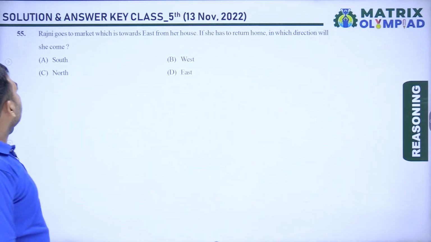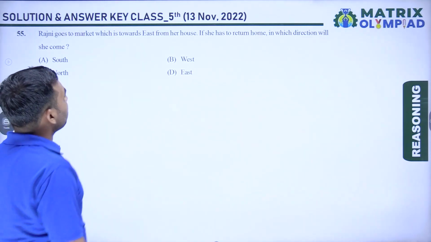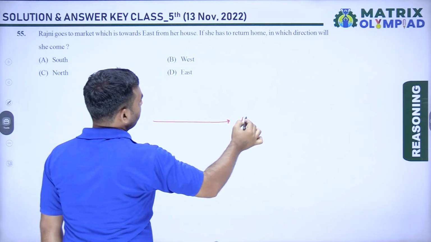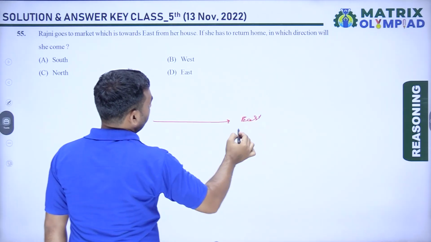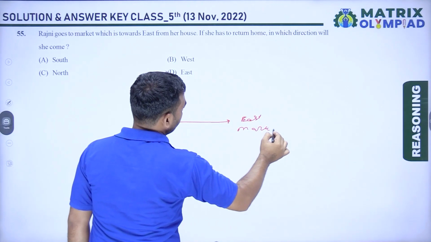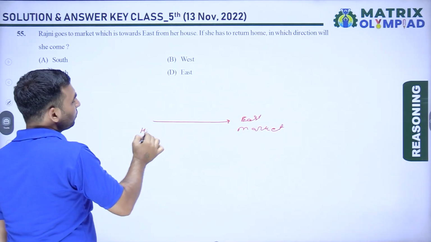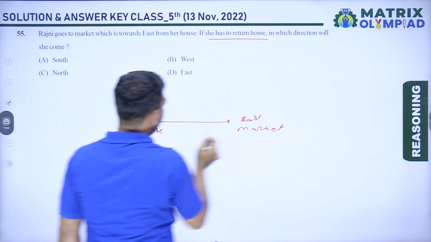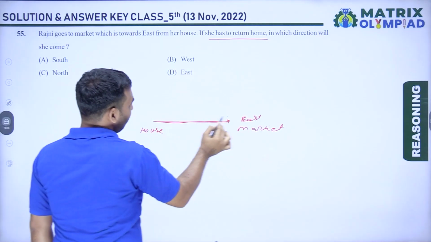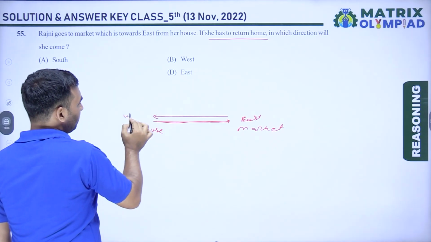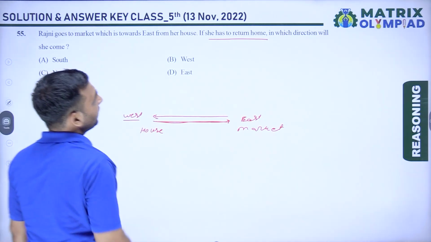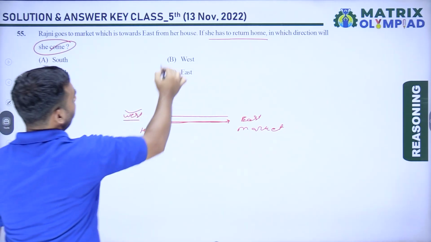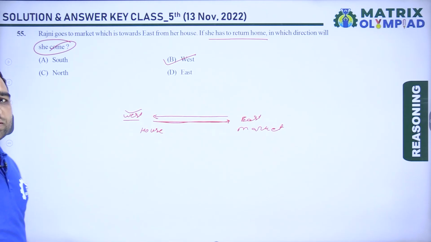Next question is, Rajni goes to the market, which is towards the east from her house. East direction, market, and this is the house. If she has to return home, if this is east, then her return is west facing. In which direction will she come? Then our answer is west direction. Option B is the correct answer.